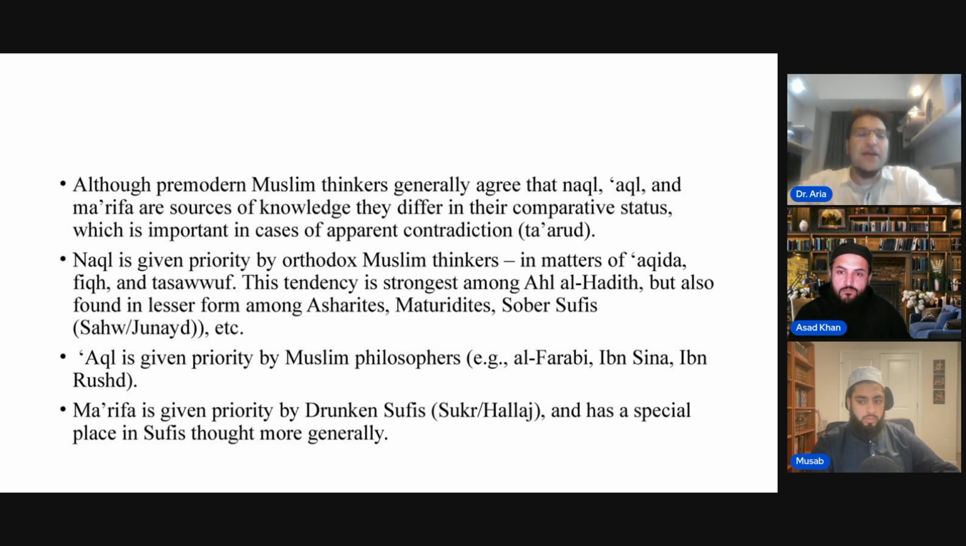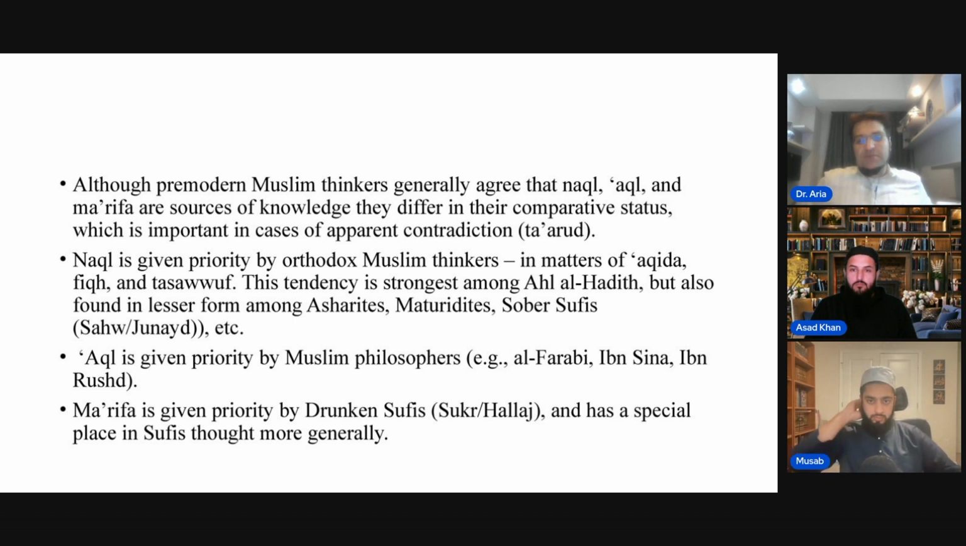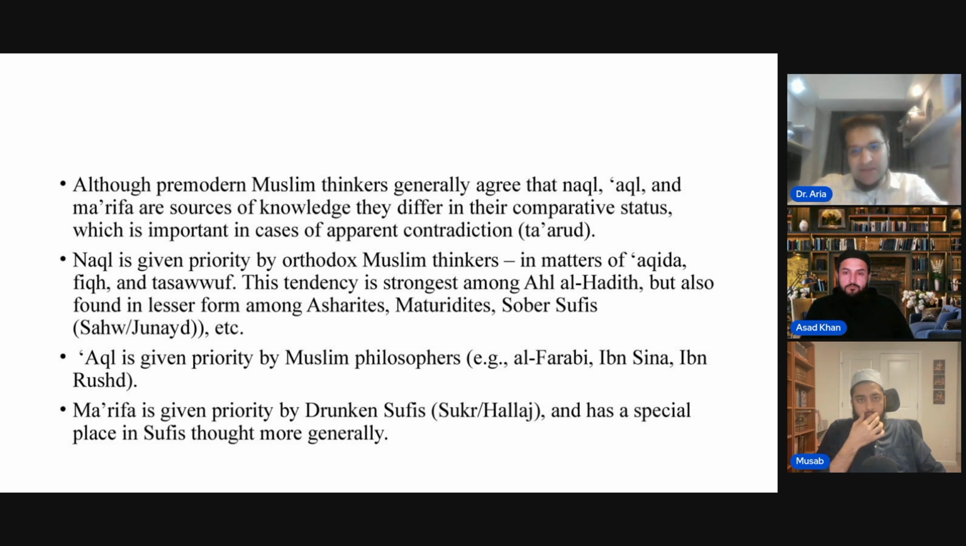Now, when you talk about aql, the Muslim philosophers, the falasifa, like Al-Farabi, Ibn Sina, Ibn Rushd, Ibn Tufayl, all of them say aql is to be given priority over naql and over the nusus. So when they see a contradiction between aql and, for instance, the nusus saying that after you die, human beings live eternally in heaven with a resurrected body, the philosophers will deny that. They'll simply say that's a metaphor. They'll produce some kind of ta'wil. So the Muslim philosophers actually acknowledge a place for naql. They don't deny it as a source of knowledge, but they say in cases of ta'arud, we make taqdeem of aql over naql.